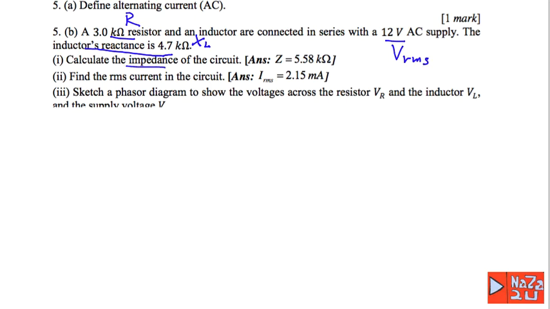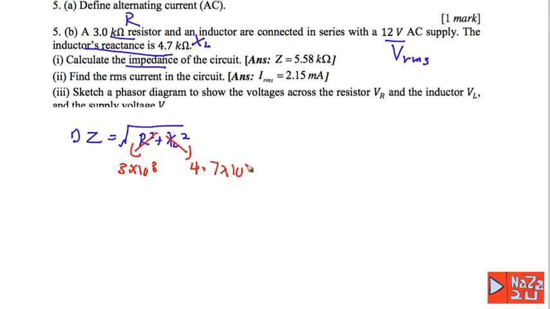Number 1, calculate the impedance. For the impedance Z, you can use the equation square root of R squared plus XL squared. R is equal to 3 kilo ohm, times 10 to the power of 3, and XL is equal to 4.7 kilo ohm, times 10 to the power of 3. So you can find the impedance is equal to 5.58 kilo ohm.